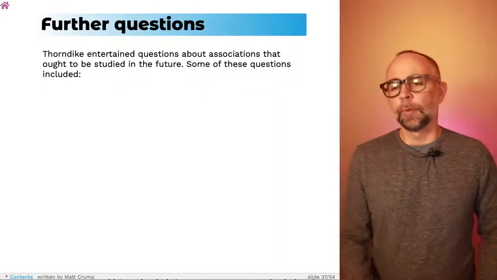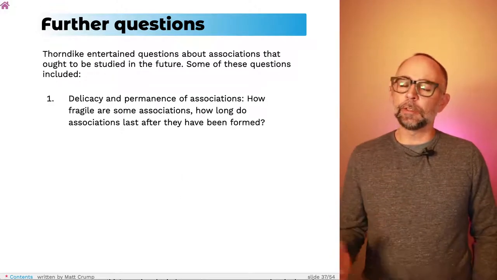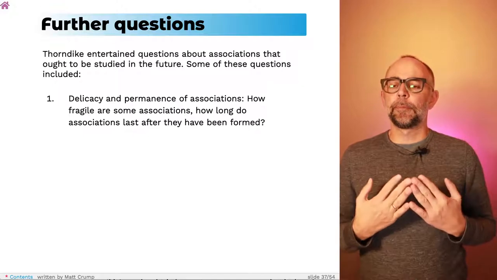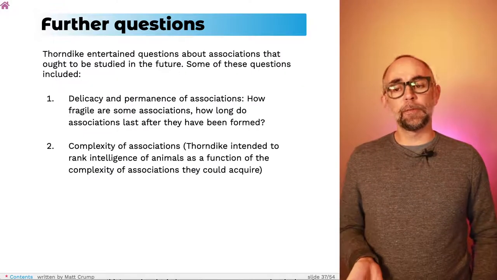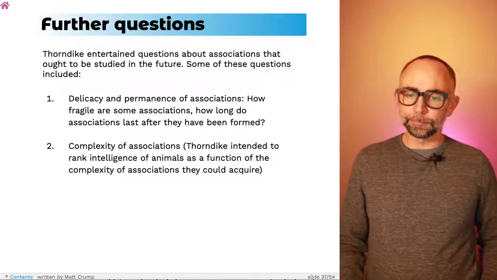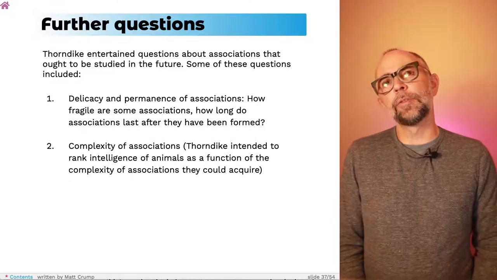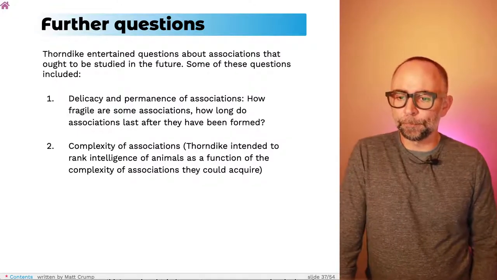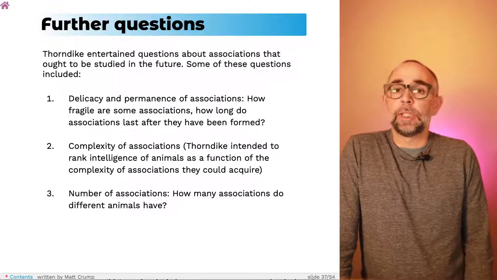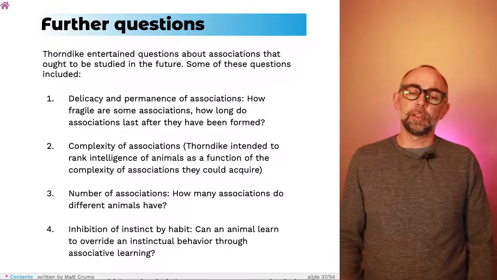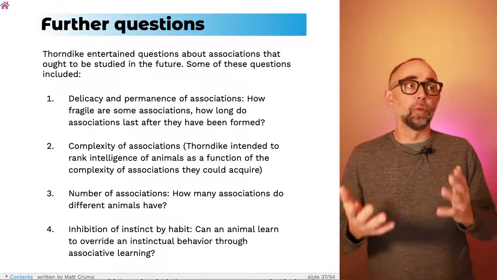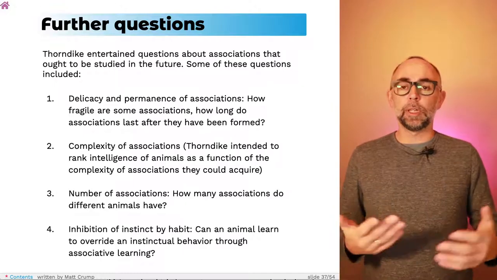They're not as similar. Thorndike used his puzzle box research to ask all sorts of different questions, including questions about the delicacy or permanence of associations. So how fragile are associations once you've learned them? How long do they last after they've been formed? What about the complexity of associations? Thorndike was interested, I think, in measuring and ranking the intelligence of animals as a function of the complexity of associations that they could acquire. He was interested in how many associations animals can learn, and considered questions like, if an animal has a kind of habitual behavior that it does all the time, could it learn to override that behavior with new learning? So that's Edward Thorndike and his puzzle box research.